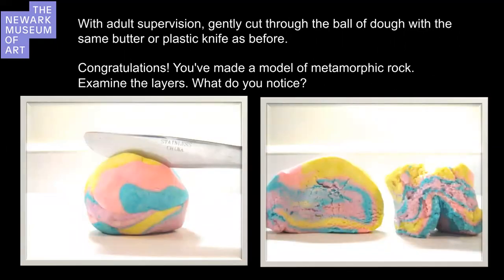With adult supervision, gently cut the ball of dough with the same butter or plastic knife as before. Examine the layers. What do you notice? Congratulations, you've made a model of metamorphic rock.